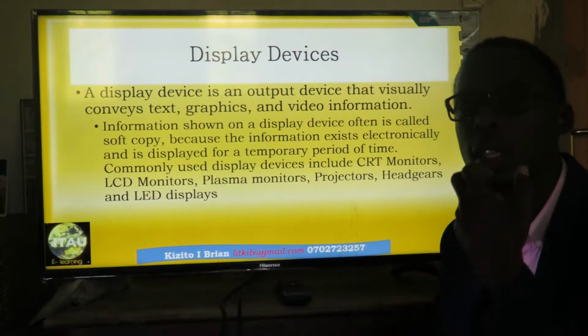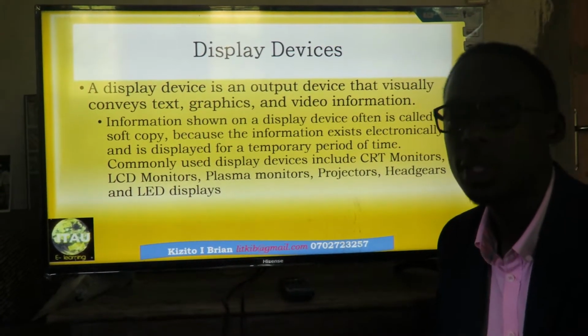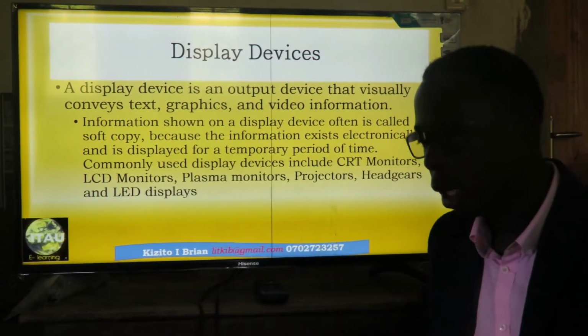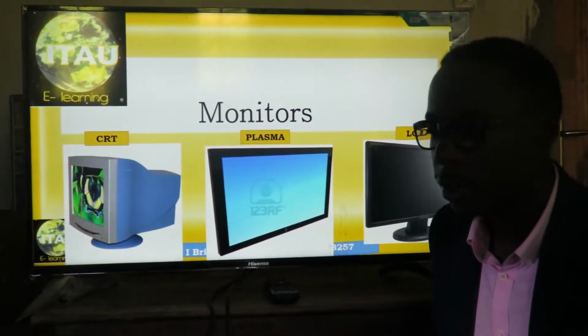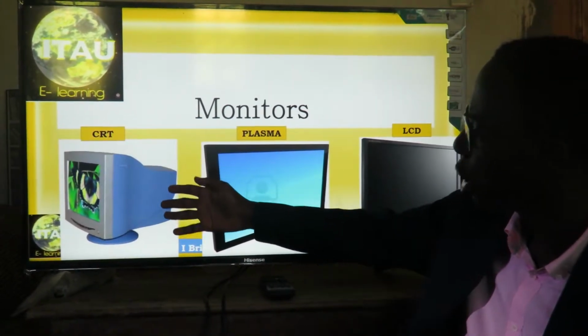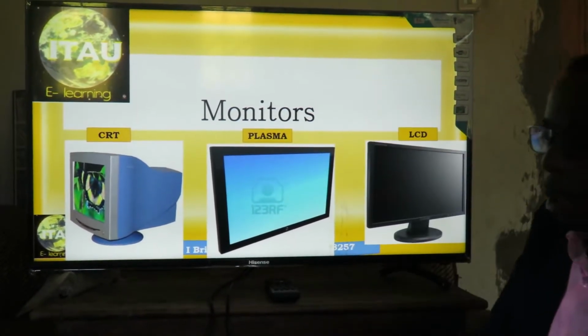Display devices, these are used to display text, images, and videos to the users. They include monitors, and monitors can be grouped into basically 3. We have the CRT monitors, the plasma screen monitors, and the LCD monitors.